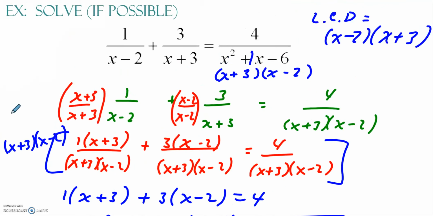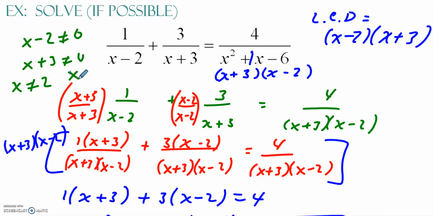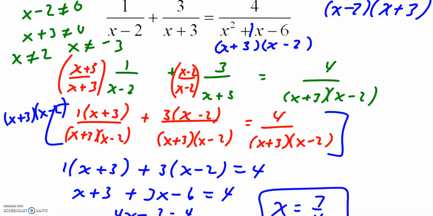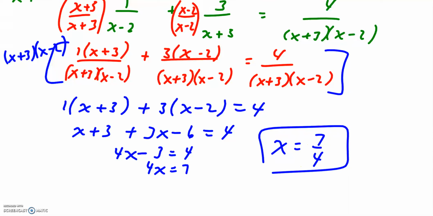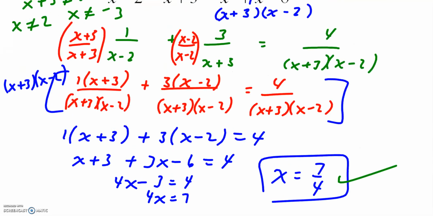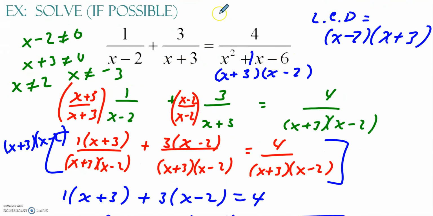But what we can do is go back up and check the extraneous solutions. At the beginning of the problem, or even now, you can say to yourself, well, I know that x minus 2 cannot be 0, and I know that x plus 3 cannot be 0. So I know that x cannot be 2 and x cannot be negative 3. Both of these are not my answer, so I know that 7/4 is okay. So 7/4 is great. What you also could do is plug the 7/4 into the original problem anytime you see an x and see if this side equals this side.